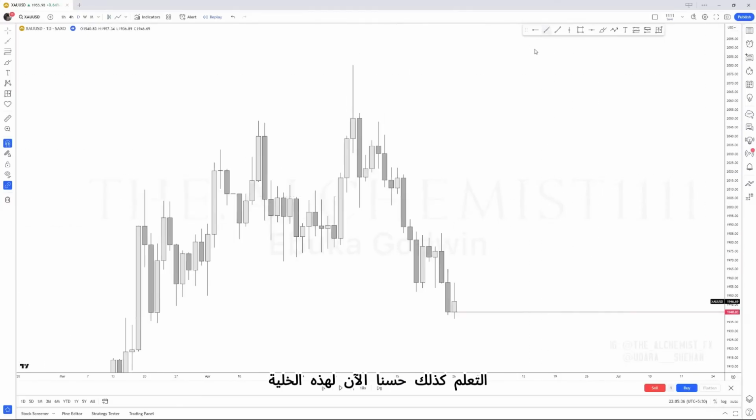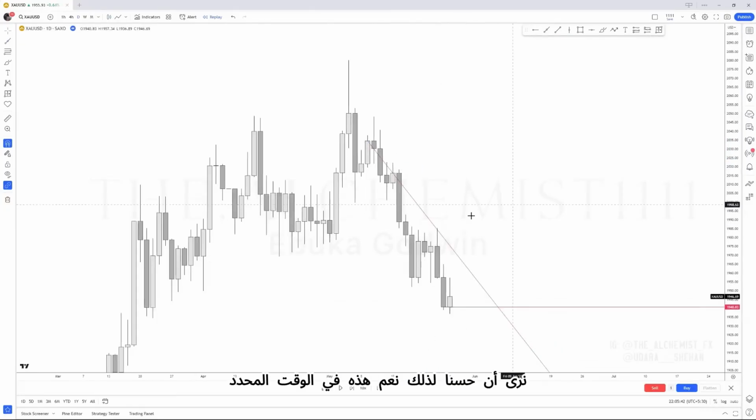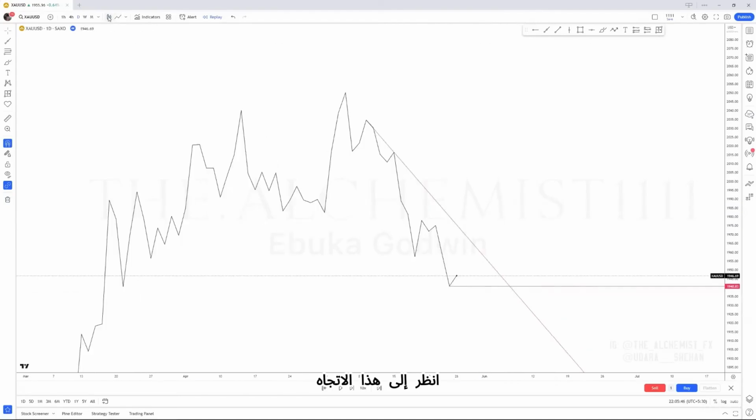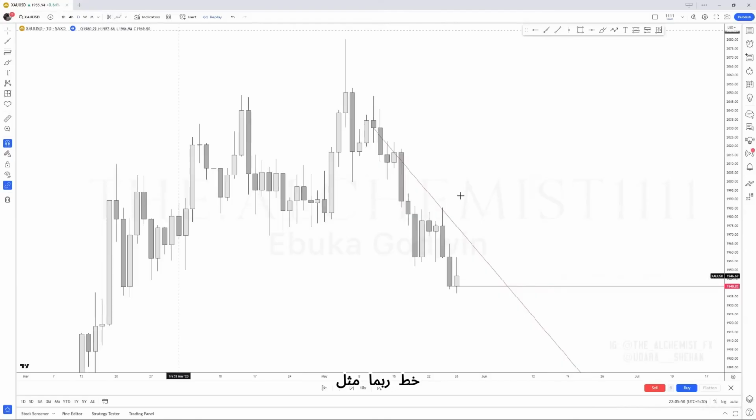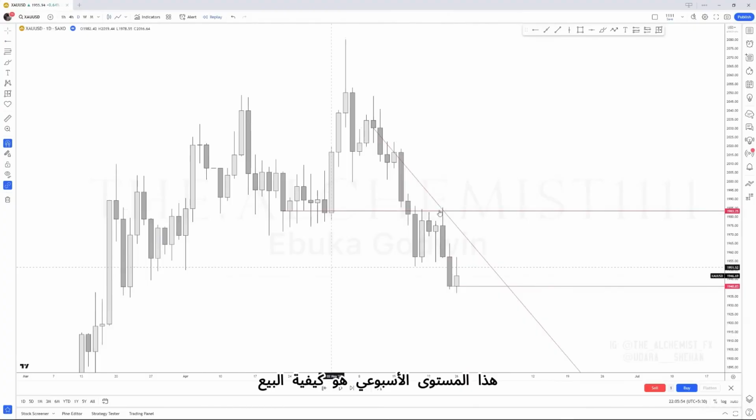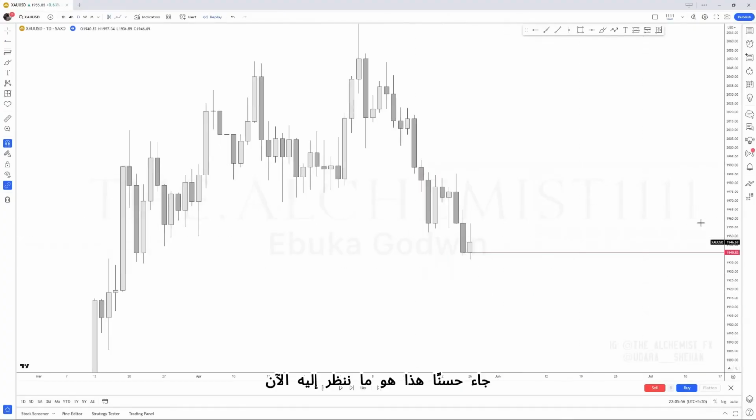Okay, so now for this sell, let me show you. This is the trend line I used for this sell. See that? These aren't hindsight. I called this out, all of this. Look at that. Trend line, maybe like this. There we go. That was in line with that weekly level. That is how the sell came.